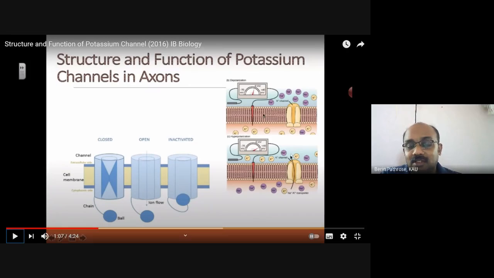So when it is depolarized, sodium ions move in. So you can see the violet ions all inside. Then potassium channels open, and all the potassium ions move out.